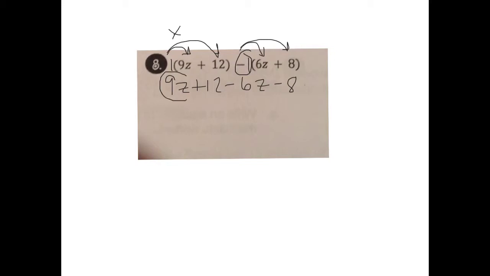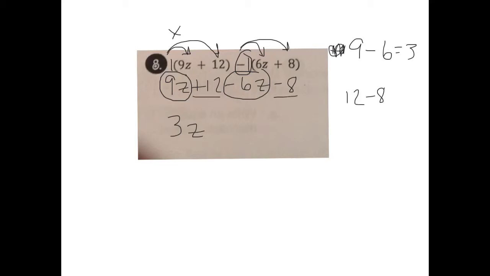Now look at my like terms. I have a couple of z's here. So I have a 9z and a negative 6z. So on my calculator I would do 9 minus 6, and that's 3, so that would be 3z. And then I have plus 12 and a minus 8, so I would do positive 12 minus 8, and that is a positive 4, so plus 4. Those are unlike terms, so I am done.